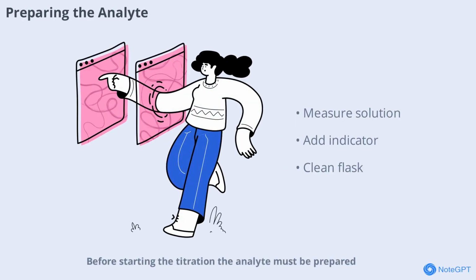Before starting the titration, the analyte must be prepared. This usually involves measuring a specific volume of the solution and placing it in a clean flask. Sometimes the analyte is diluted to ensure the reaction proceeds smoothly. An indicator is then added to the flask, setting the stage for the titration to begin. Proper preparation is key to obtaining reliable results.